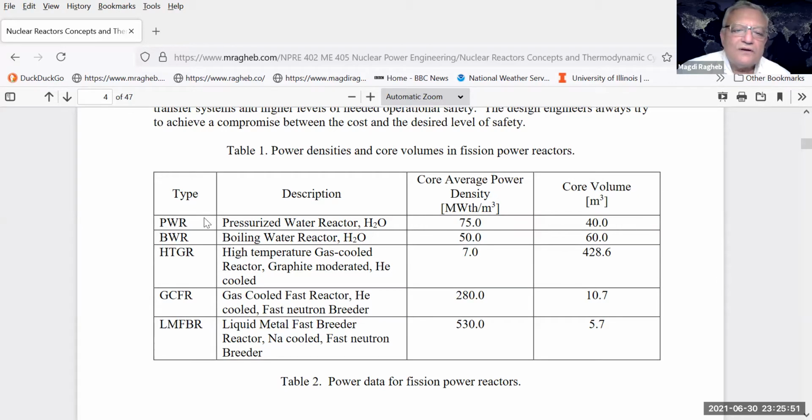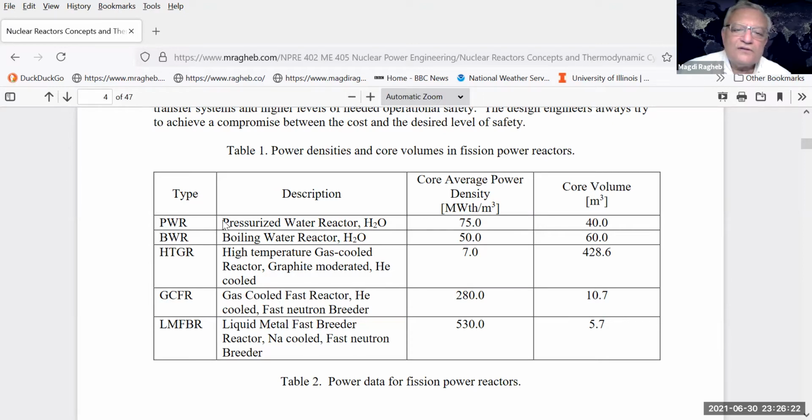We'll see that we have several reactor concepts, but I'm going to list five of them here. One uses water that is pressurized. You pressurize the water in the same way that you pressurize the coolant in the radiator of your car. The pressure basically does not allow it to boil at a higher temperature. So when you pressurize the water, you can operate at a higher temperature without the water boiling.